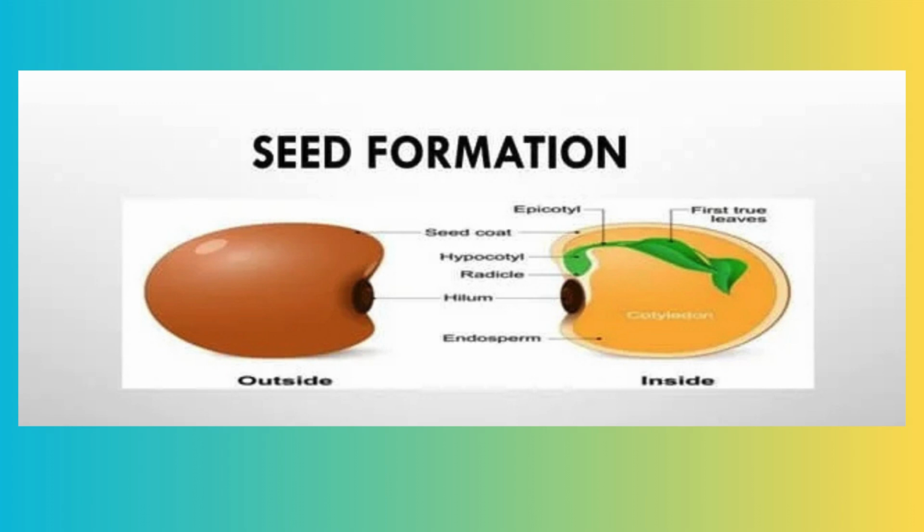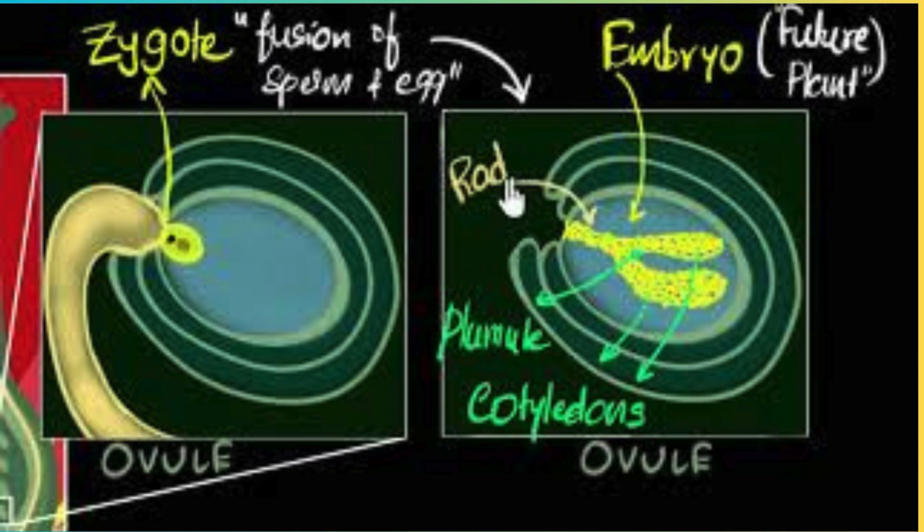Endosperm, a tissue that provides food for the embryo during germination. It often stores nutrients as starch, oil, and protein. Seed coat, the outer protective layer that surrounds the embryo and endosperm. It protects the seed from damage, dehydration, and pests.